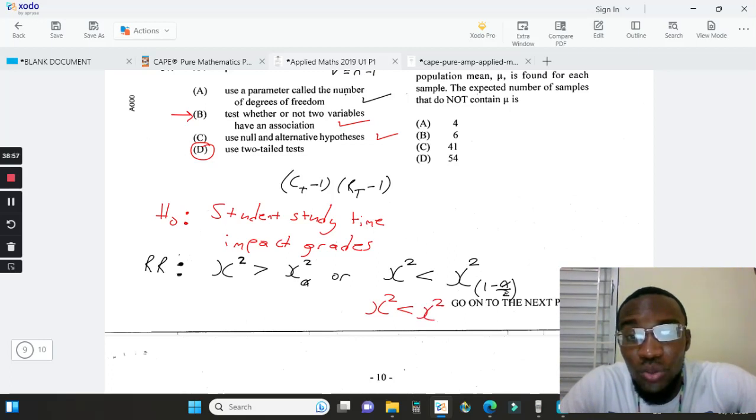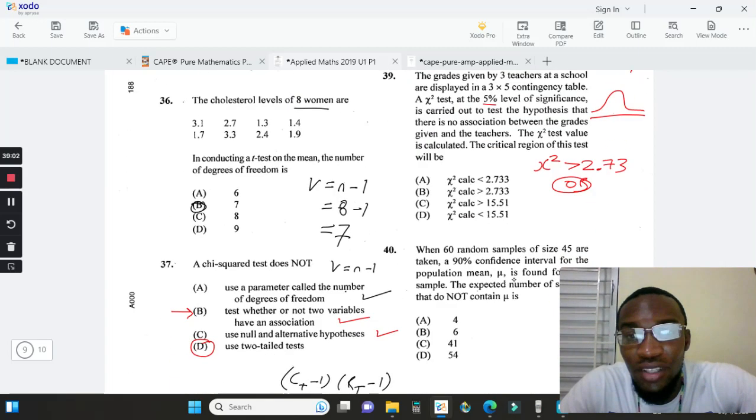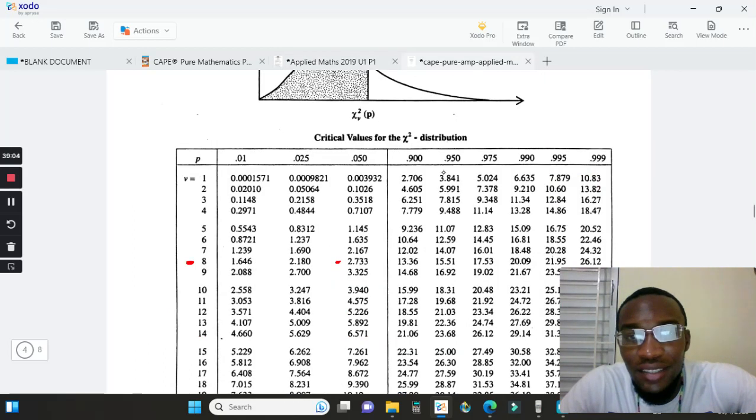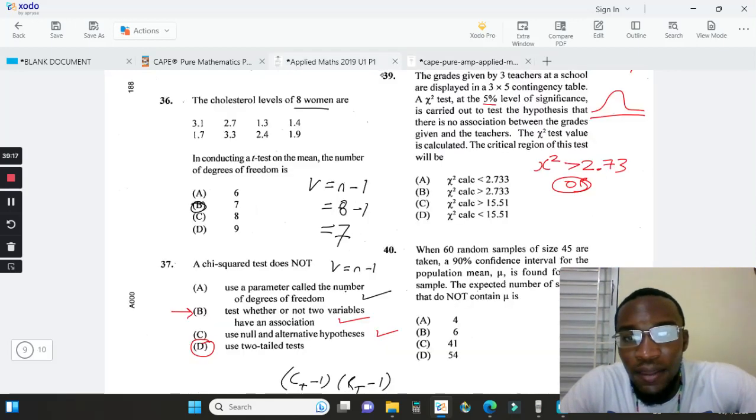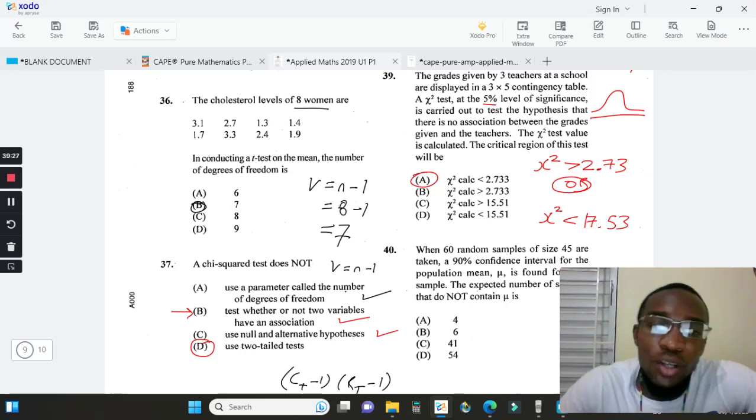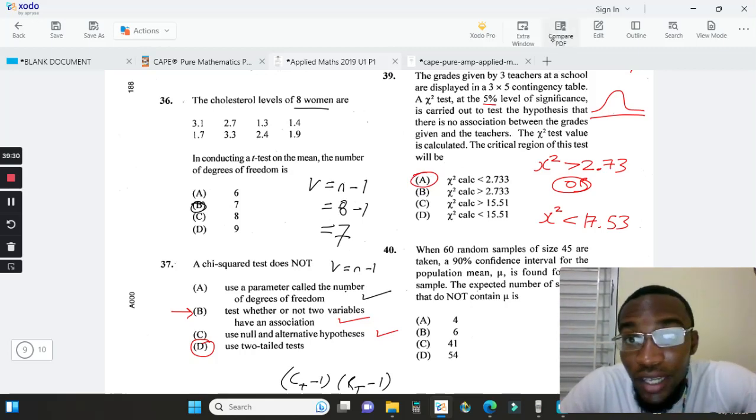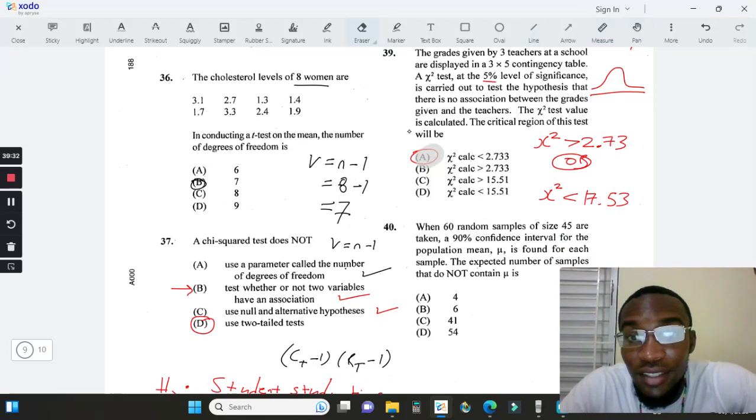5 over 2 is 2.5. 100 minus 2.5 is 97.5. So what we do is we look in the table at 97.5%, and this would be 8 degrees of freedom. 97.5 is 17.53. So the next answer is our chi-square is less than 17.53. That is not there. The only one that's there is option A. No problem. Option A. I put A.